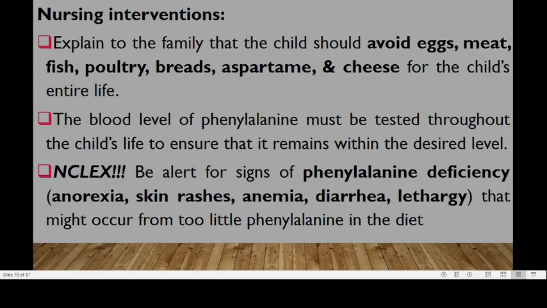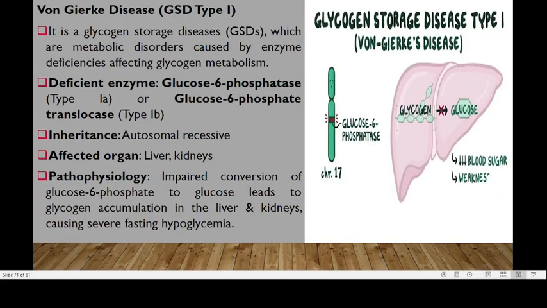NCLEX point is that you need to be alert for signs of phenylalanine deficiency. Patients could present with anorexia, skin rashes, anemia, diarrhea, and lethargy that may occur from too little phenylalanine in the diet.